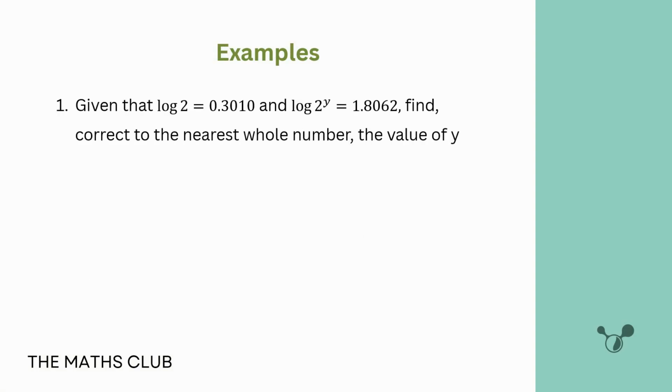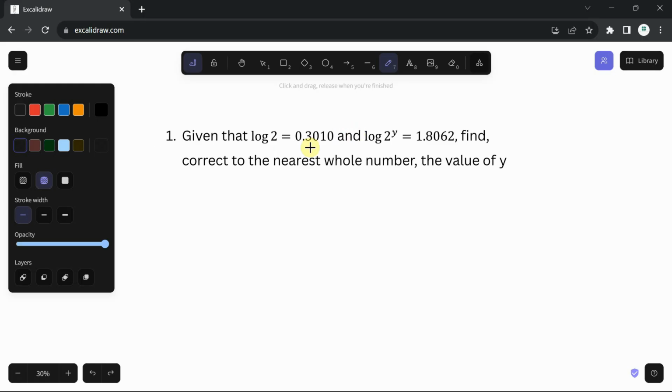This first example says that given that log 2 is equal to 0.3010 and log 2 raised to the power of y is equal to 1.8062, find, correct to the nearest whole number, the value of y. If you look at this question, we already know from our laws of logarithm that whenever we have log 2 raised to the power of y, we can bring this y down and say that is equal to y log 2. Great. So if that is the case, I'll replace this one with y log 2.